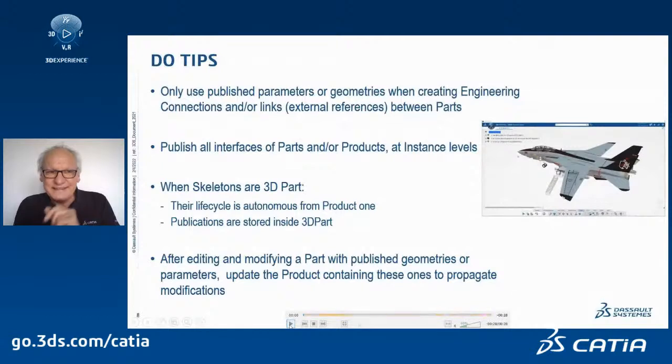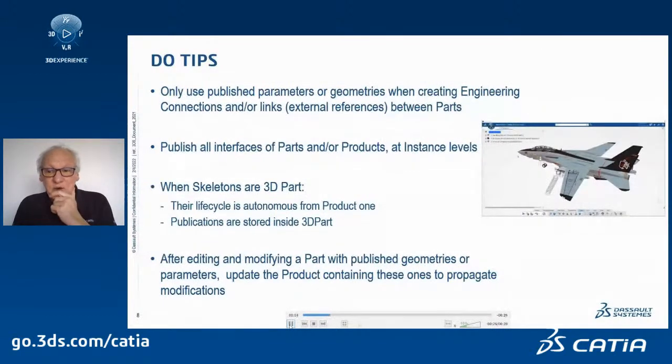A very important slide: do's and tips. Very important. Only use published parameters or geometry where you create an engineering connection. Publish all interfaces of parts and products at instance level. When you use skeletons, put them primarily in a 3D part, because then the publications are stored inside the part, and the life cycle of this part is autonomous from the product. And after modifying or editing a part with published geometry, you can easily update the product containing it to propagate the modification. So that's very important. Use publication as much as possible.